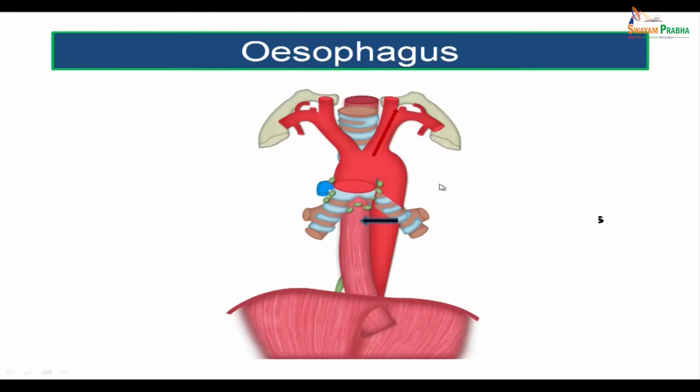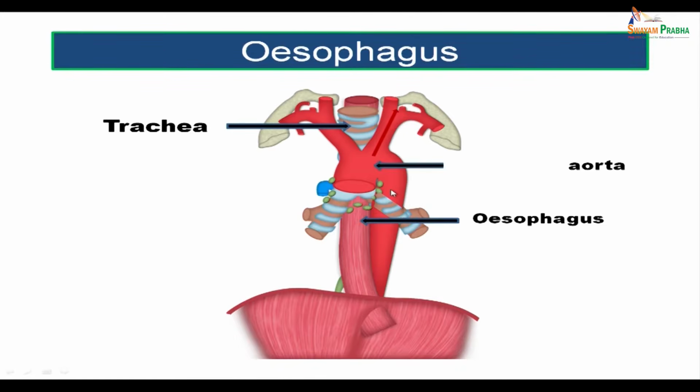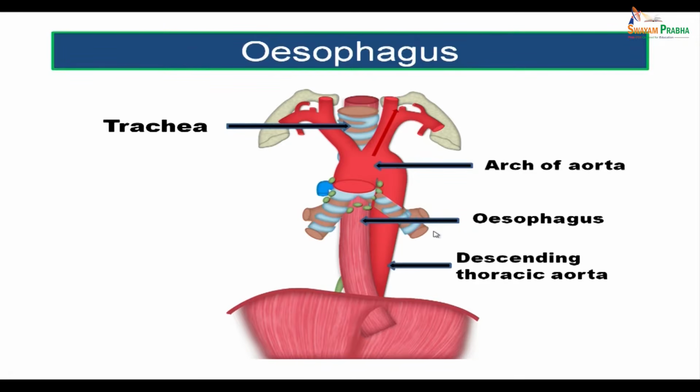When we look at the esophagus, it is related to the trachea in the front in the superior mediastinum, because the trachea is going to bifurcate at the level of the 4th thoracic vertebra. Then you find the arch of aorta crosses the esophagus and the trachea, and the lower end of the arch comes to lie to the left of the esophagus, and this continues down as the descending thoracic aorta, which is on the left side of the esophagus, and later it lies posterior to the esophagus.